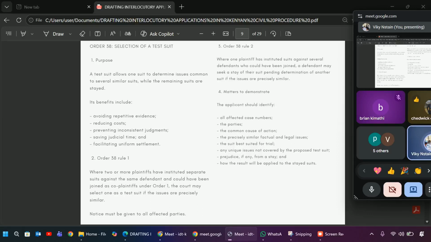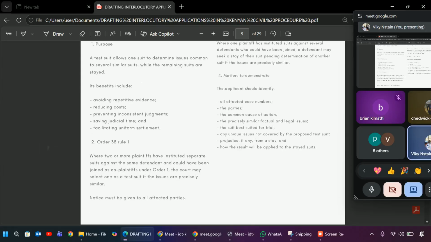So we have seen the benefit of why we are doing this kind of application. Then Order 38 Rule 1, where 2 or more plaintiffs have instituted separate suits against the same defendant and could have been joined as co-plaintiffs under Order 1, the court may select one as a test suit if the issues are precisely similar.